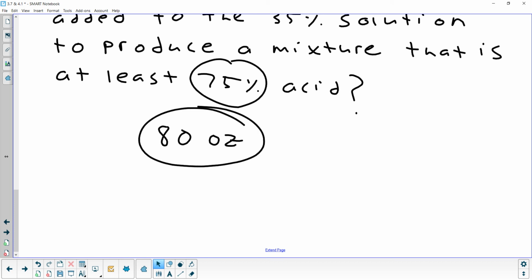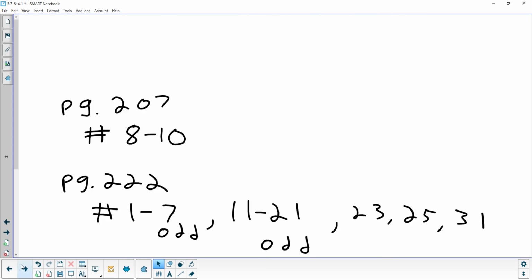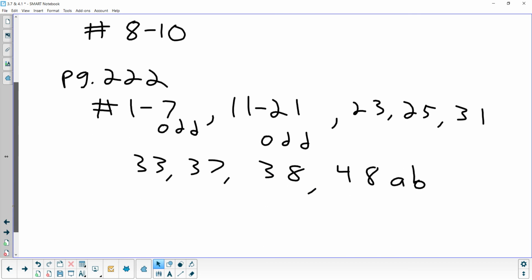All right, so that's how you do the mixture problem. And again, for those watching it, if we didn't get to go over it in class, we'll take a look at it again when we do the homework. And there is the homework again.